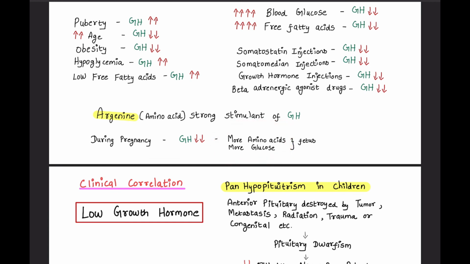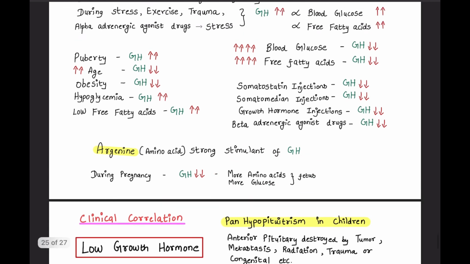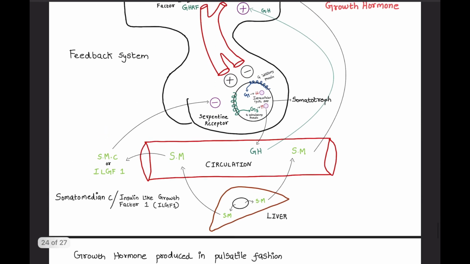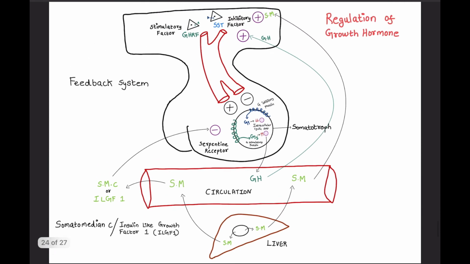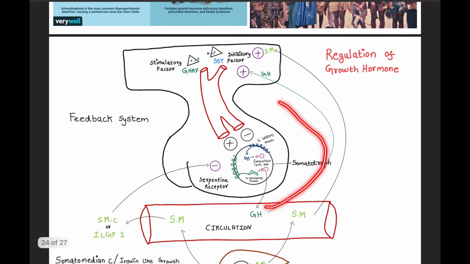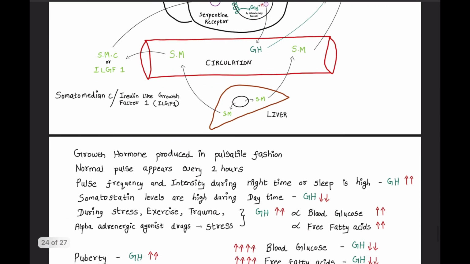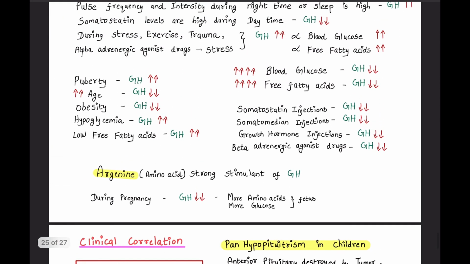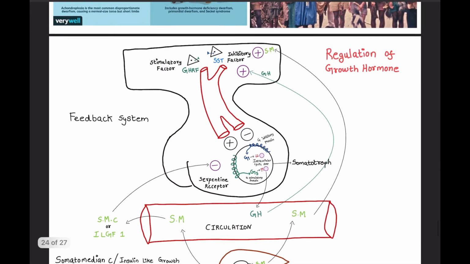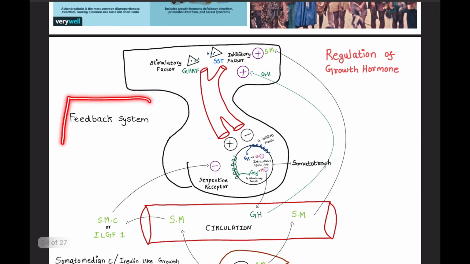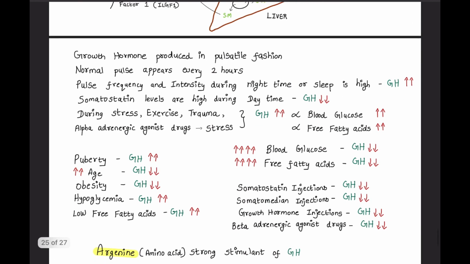So what happens is during pregnancy the growth hormone levels will be increased to produce enough amino acids and glucose for the fetus. So whenever there is an increase in the growth hormone level in the circulation, the feedback system will automatically decrease the growth hormone levels. So during pregnancy, growth hormone levels are decreased. Always know the feedback system concept thoroughly so that you can answer the questions very easily.